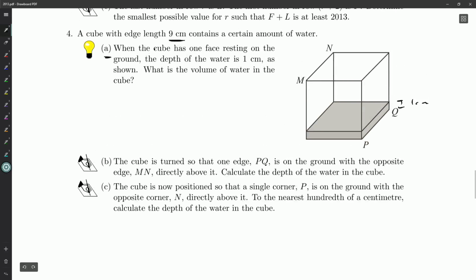All right, now B part. The cube is turned so that one edge, PQ, is on the ground with opposite edge, MN, directly above it. Calculate the depth of the water in the cube. All right, so here's where it might be good to actually have a proper visualization.